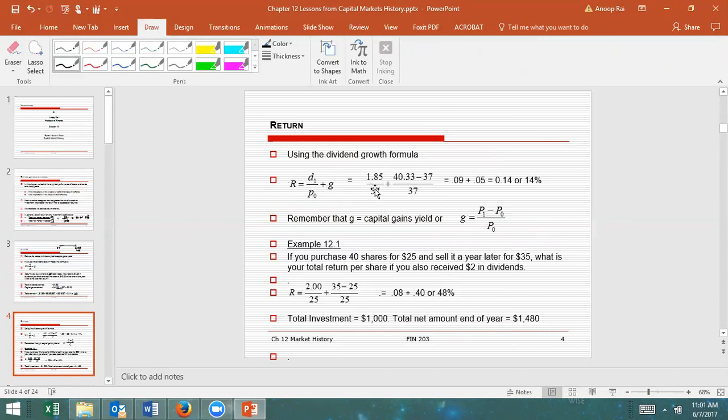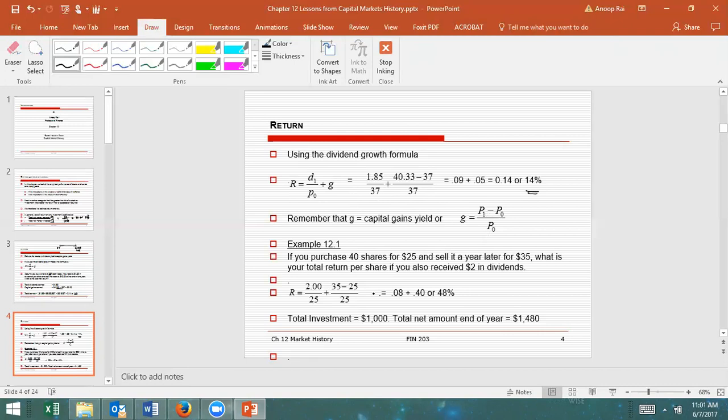Sorry, not the current yield, the dividend yield. The current yield is the total. The second part is G, which can be considered as capital gains. It's what you ended up buying it and selling for, and then dividing it by the buying price. So that will give you 5%. So this 14% is made up of two things, the dividend yield and the capital gains yield. And remember, the capital gains yield is the price that you sold it at minus P0 over P0.